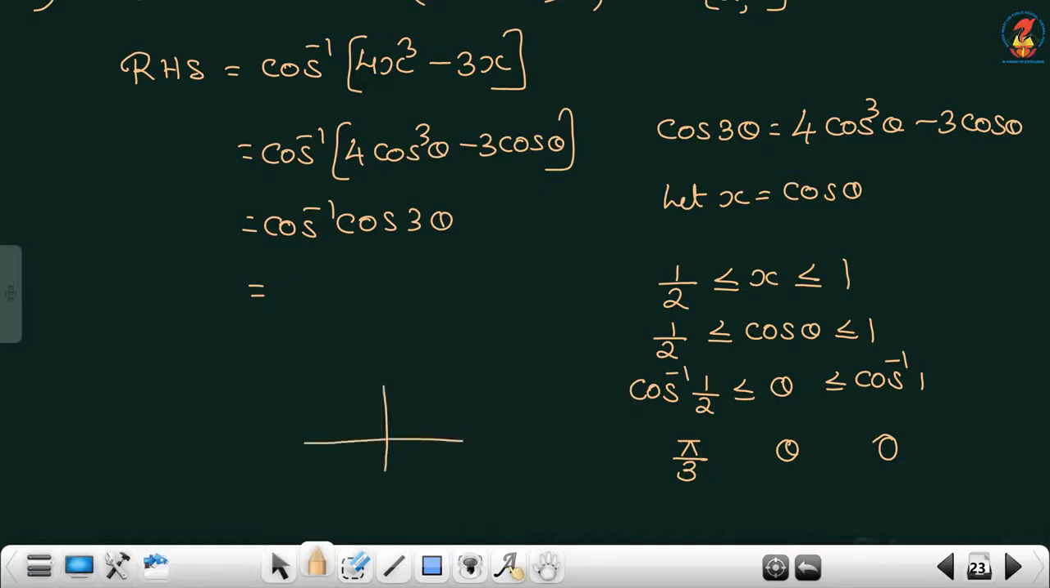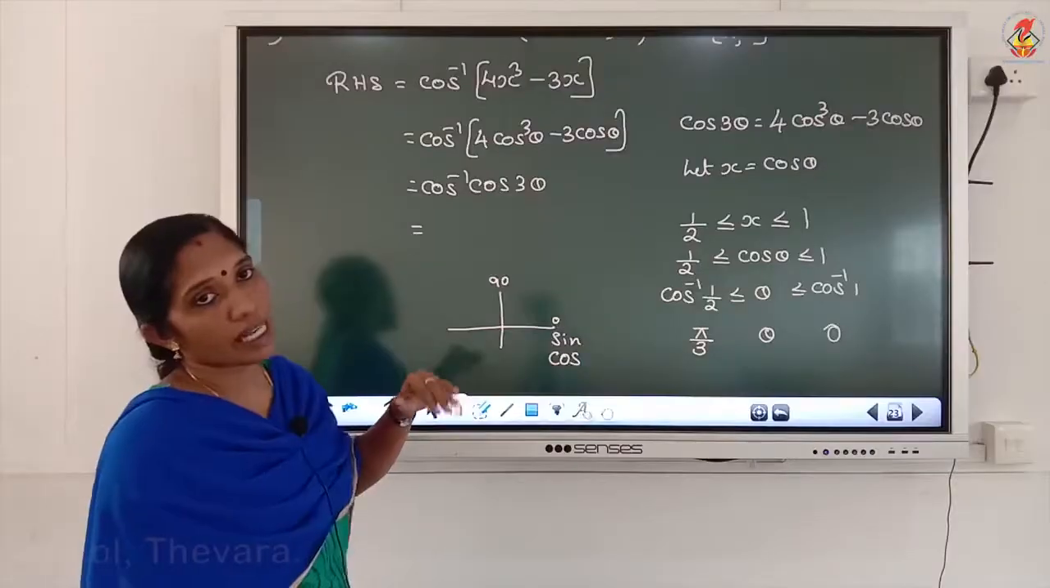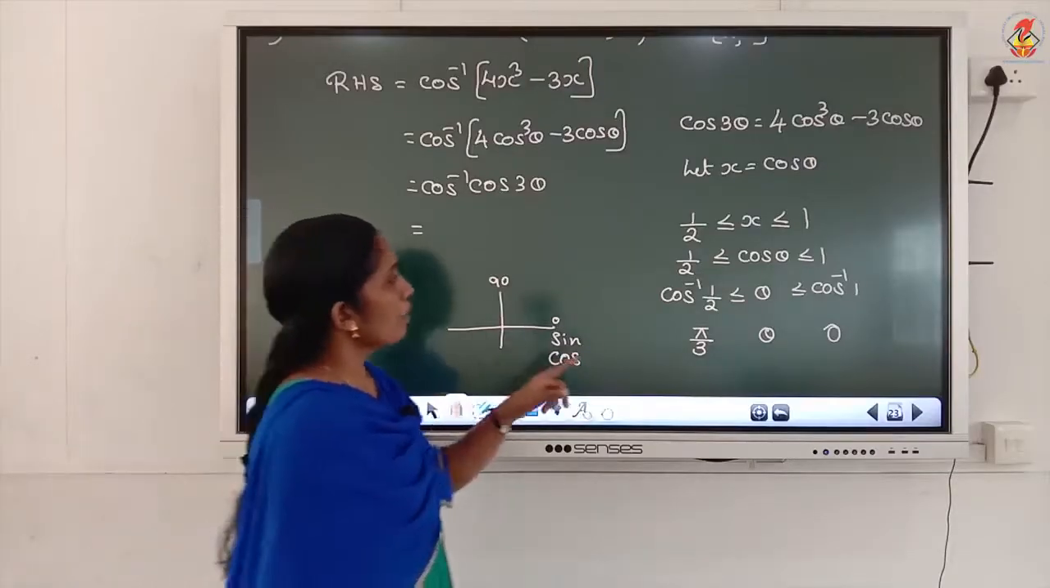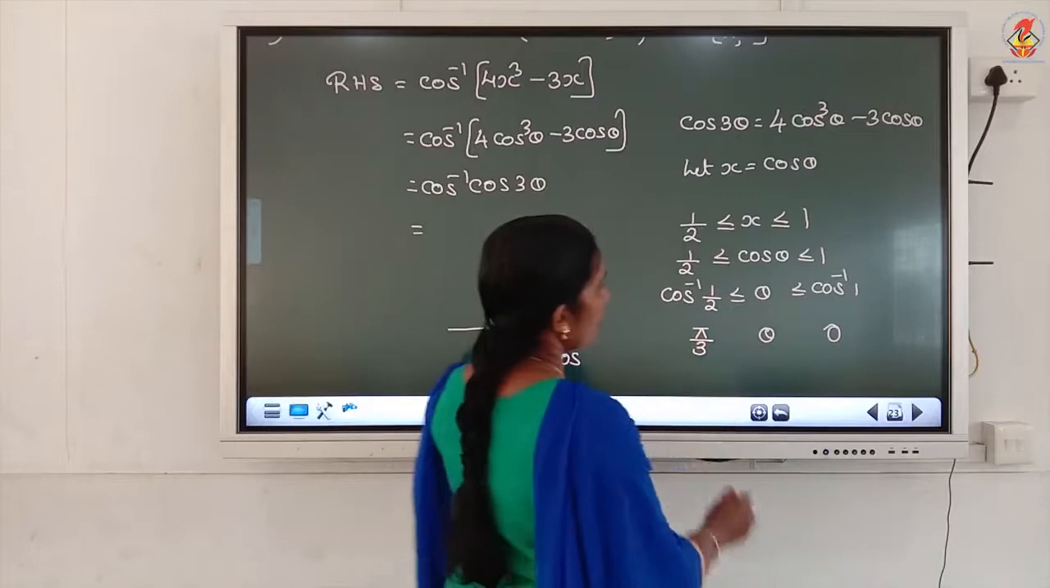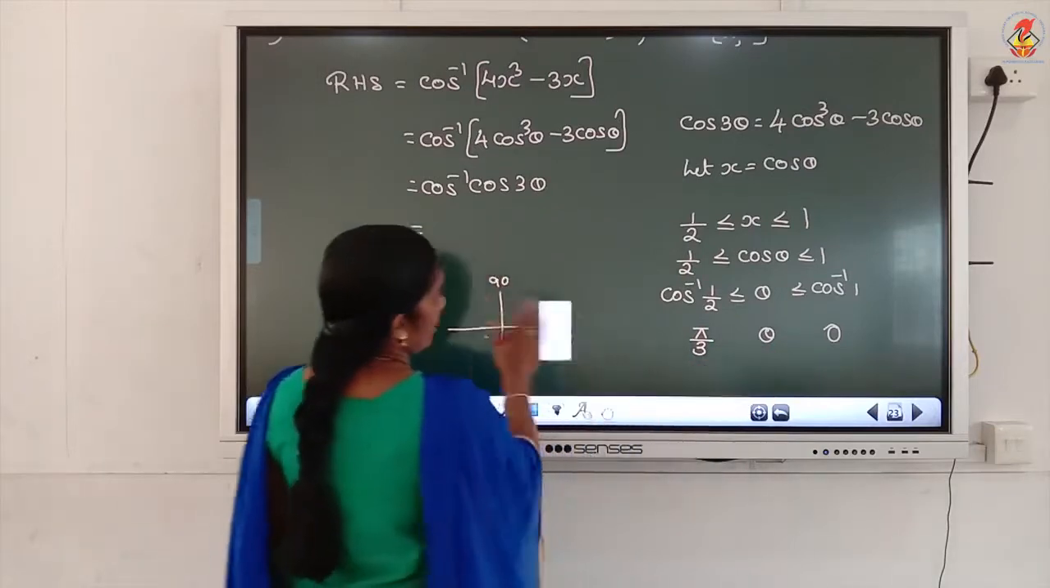So look children, for the sine function, sine 0 is 0 and sine 90 is 1. So the sine value is increasing. At the same time, for cos, cos 0 is 1, the maximum value, and cos 90 is 0. So the cos value is decreasing but the sine value is increasing. So when you take the cos function you have to just put the opposite sign.